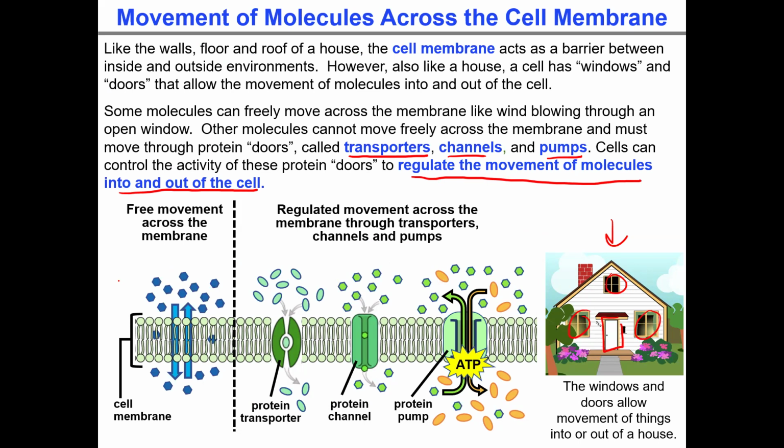You'll notice that the cell membrane is going to be semi-permeable, so it is going to allow certain things in and out, and some molecules are going to have free movement across the membrane. Some of them aren't going to have free movement, but more of a regulated movement across. And they're going to get through with our protein transporters, protein channels, as well as our protein pumps.